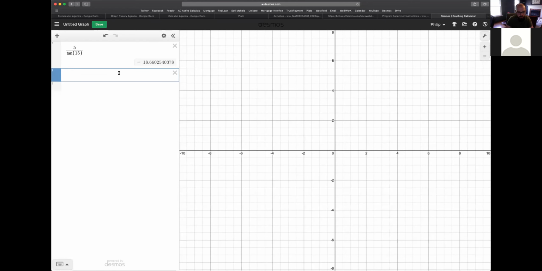Okay, so what we wanted to do is take the square root of 5 squared plus 18.66 squared, right? And what we should see is it's about 19.32, something like that.